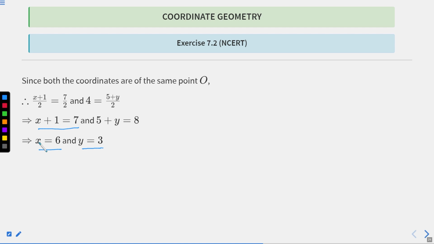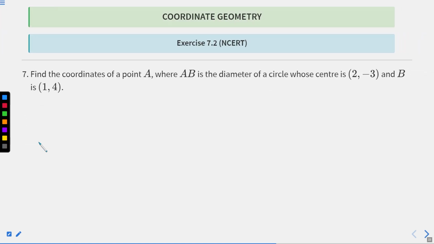So I hope you understand this problem. Now we can move to another problem. Let us move to another question. This question is question number 7.